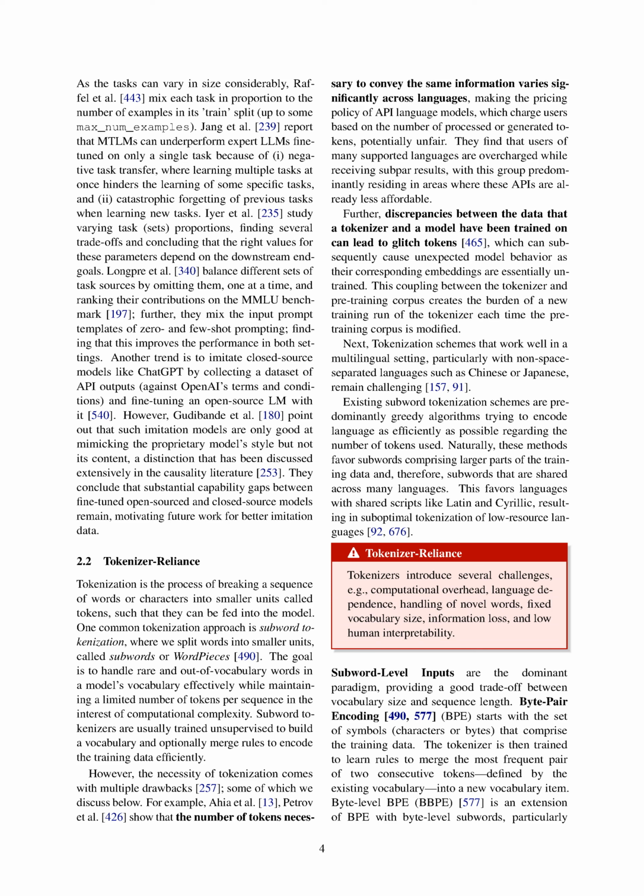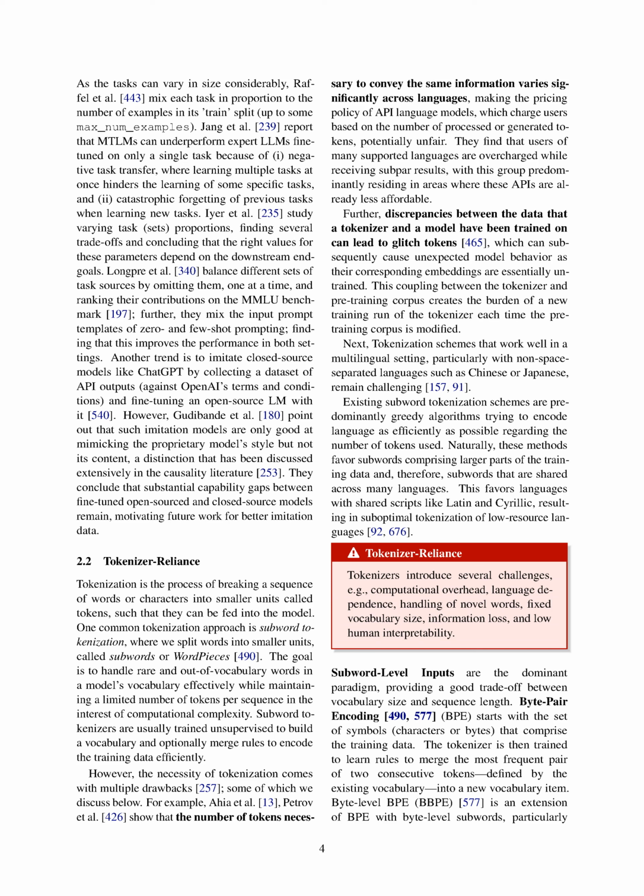Typically, subword tokenizers are trained unsupervised to develop a vocabulary and, if necessary, establish rules for efficiently encoding the training data. However, this need for tokenization isn't without its issues. For instance, the number of tokens required to express the same idea can vary widely between languages. This could lead to a skewed pricing model for API language models, which charge users based on the number of tokens processed or generated. This may result in users of certain languages being overcharged and receiving subpar results, especially in areas where these APIs are already less accessible.